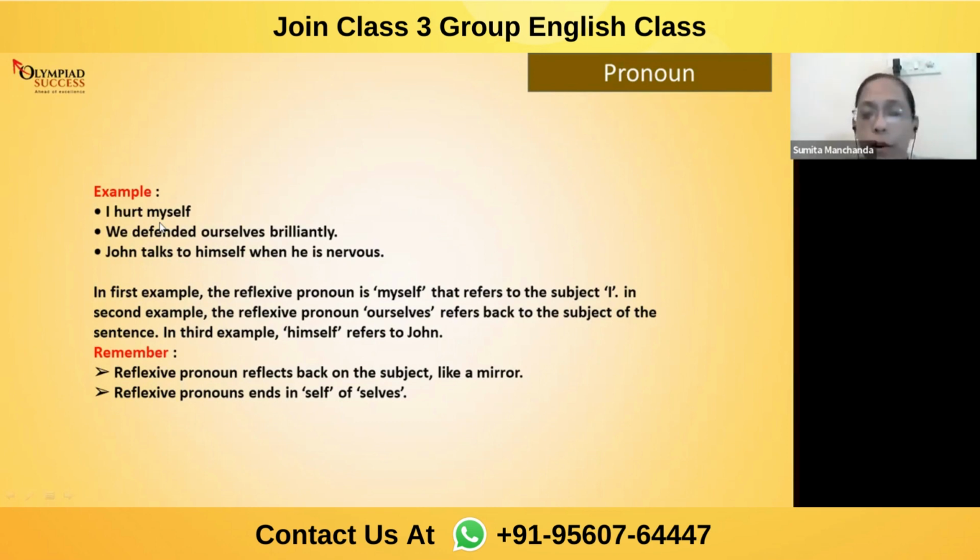Now remember, a reflexive pronoun reflects back on the subject like a mirror. When I say I'm the subject and I did something, that action is done by me. You all know what a mirror is. You see yourself in the mirror. So when you see yourself in the mirror, what happens? You can see yourself only. In the same way, reflexive pronouns are the ones where the action is done by the subject itself. The subject is the only one doing that action, so the action is reflecting back to the subject only. Clear?